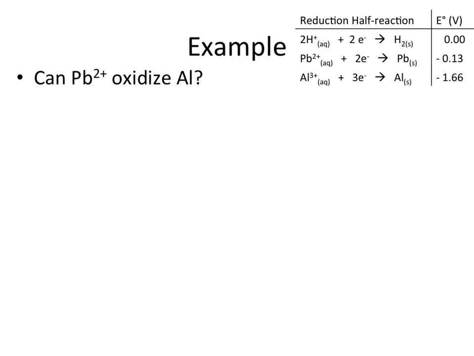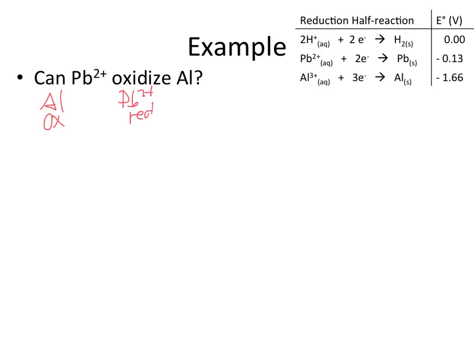The first thing that we need to realize is what this statement is saying. It means that aluminum is being oxidized. So let's first predict: Al is being oxidized and Pb2+ is being reduced.